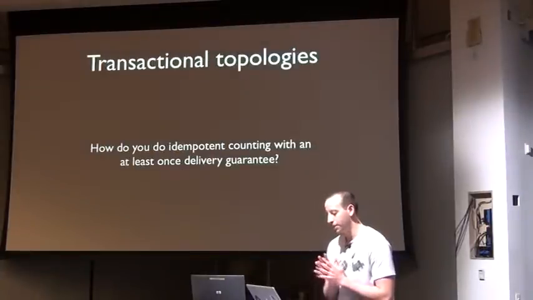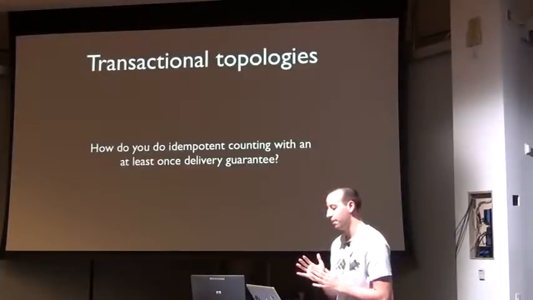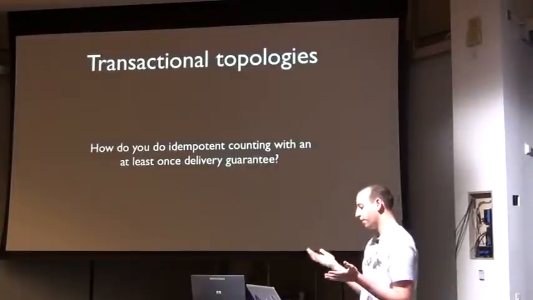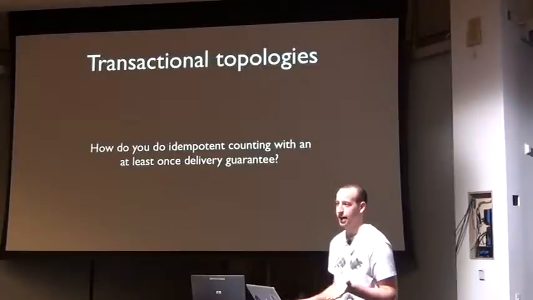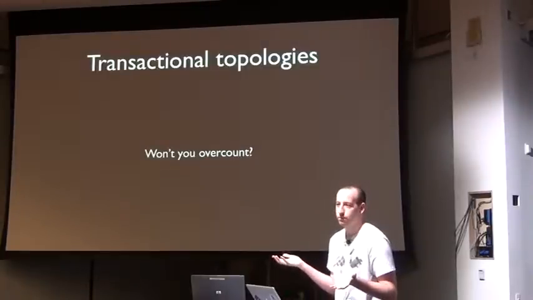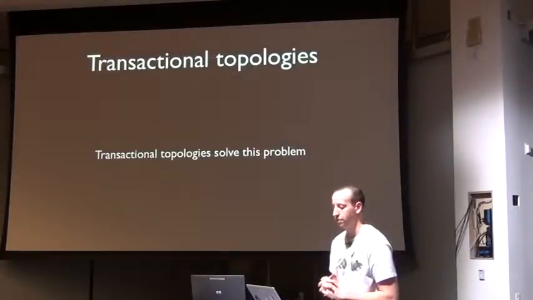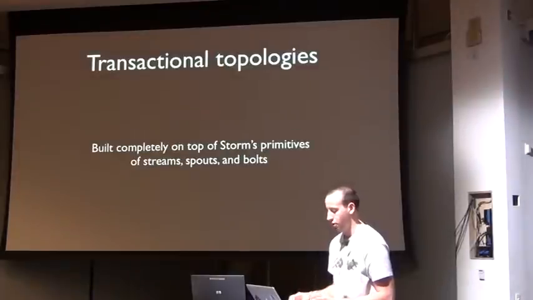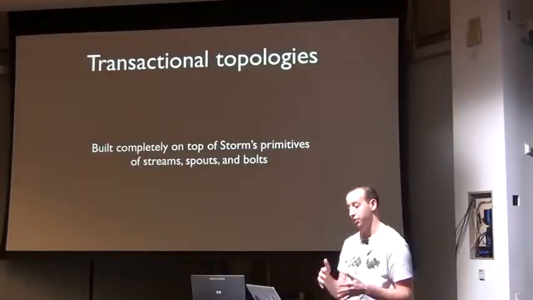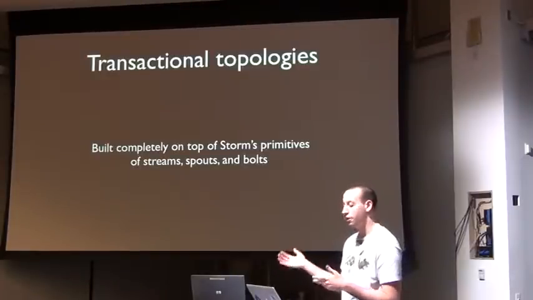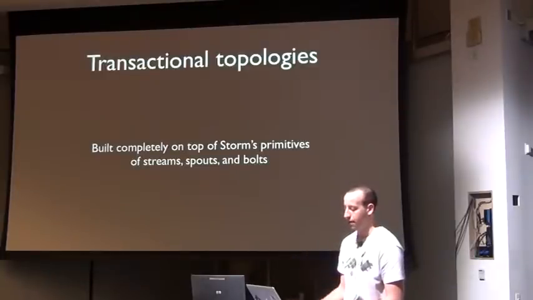All right, so one last thing I want to talk about, which is actually something new in Storm. It's called transactional topologies. You might wonder, okay, Storm gives you an at least once delivery guarantee. Well, how do you do something like counting with an at least once delivery guarantee? Aren't you going to overcount? How do you prevent overcounting? Storm's answer to this is transactional topologies. Like how DRPC is a higher level abstraction on top of Storm's primitives of streams, spouts, and bolts, transactional topologies are also a higher level abstraction on top of the primitives of streams, spouts, and bolts.